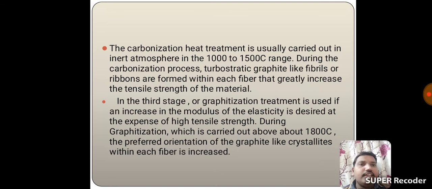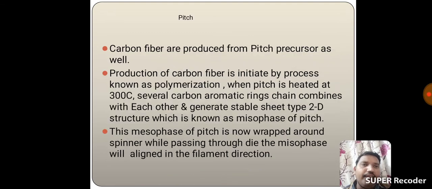In the third stage, graphitization treatment is used if an increase in the modulus of elasticity is desired at the expense of high tensile strength. During graphitization, which is carried out above about 1800 degrees Celsius, the preferred orientation of the graphite-like crystallites within each fiber is increased.